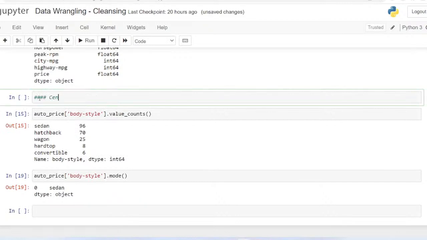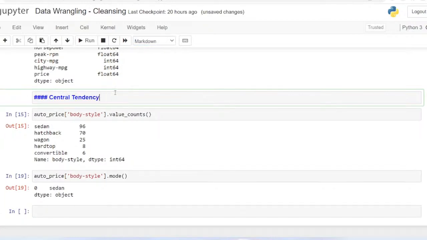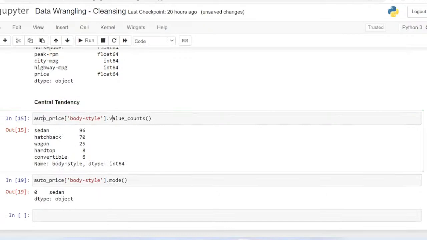Let me make this a heading of central tendencies. Central tendency, this is the first in the stats. Okay, let me give you the answer.